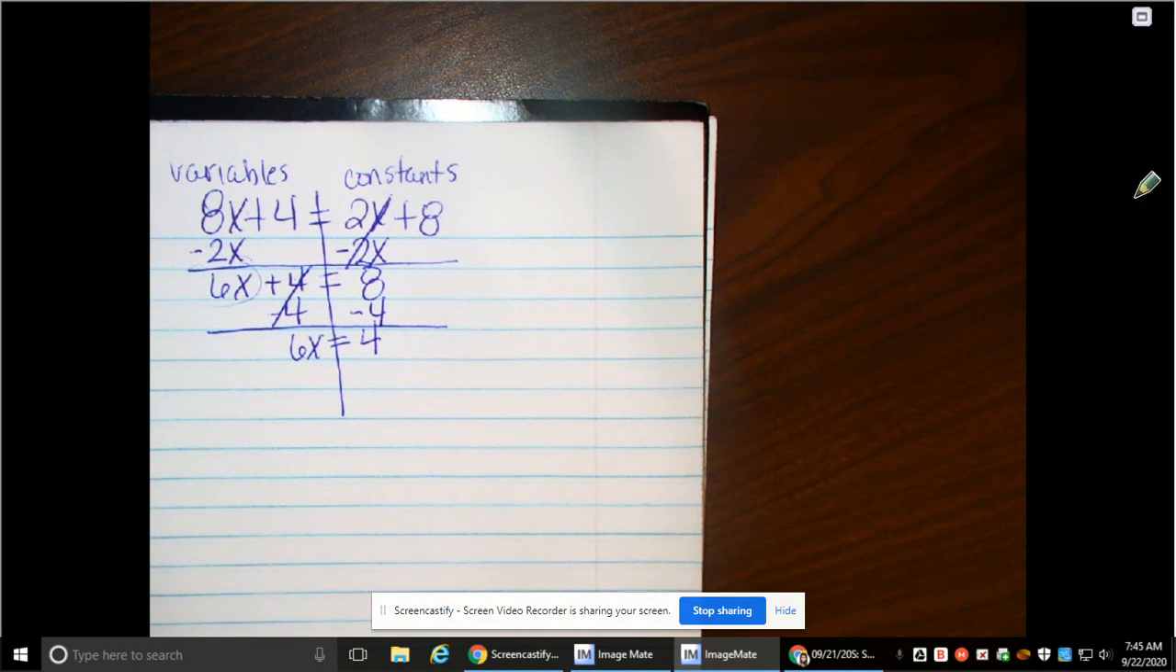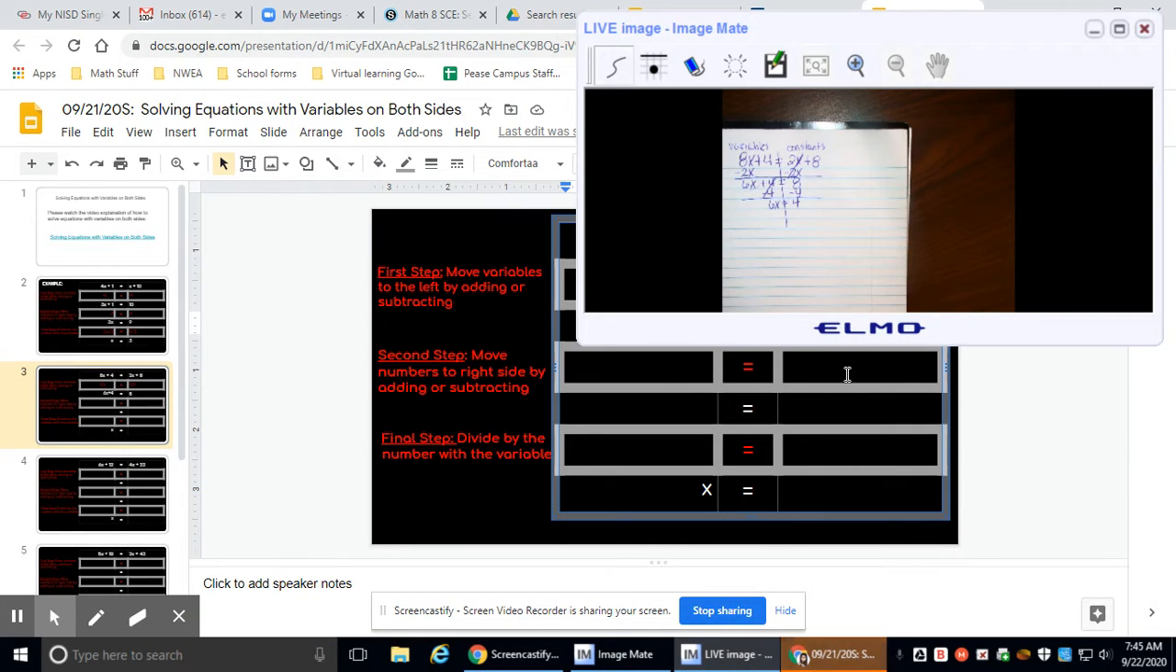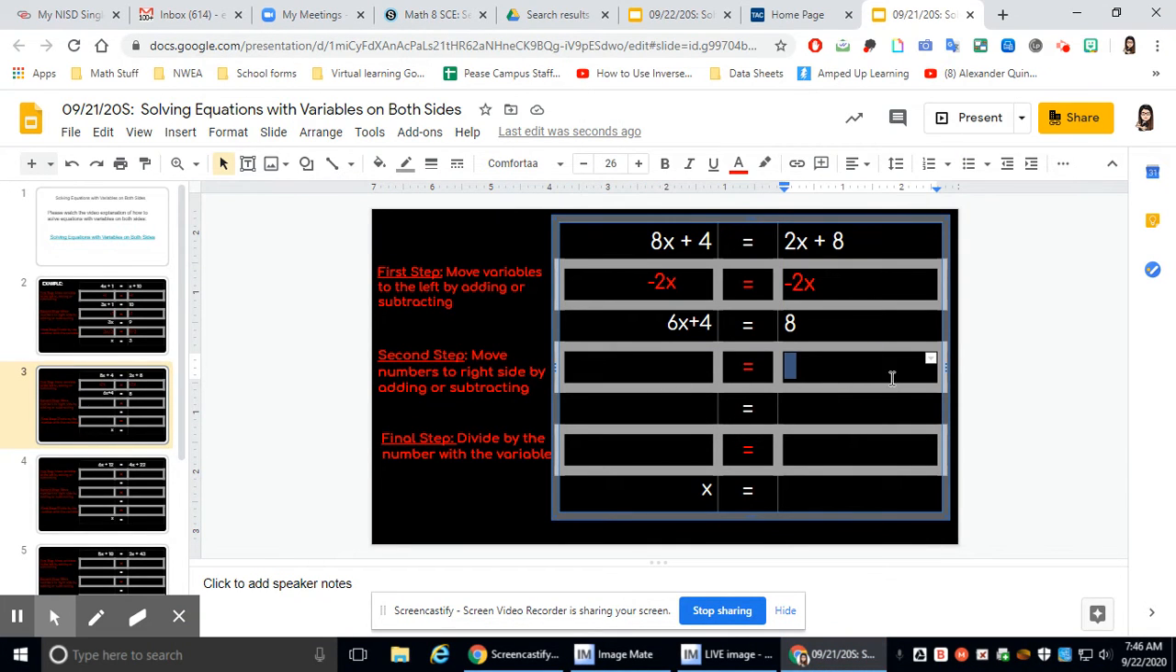So when I'm typing the information into the table, right here I'll put minus 4 because I'm subtracting 4 from both sides. Below that, I'll put 8 minus 4 is 4, so I'll put 4 there. On the left side, all I have left is 6x. So now we're ready for the final step.